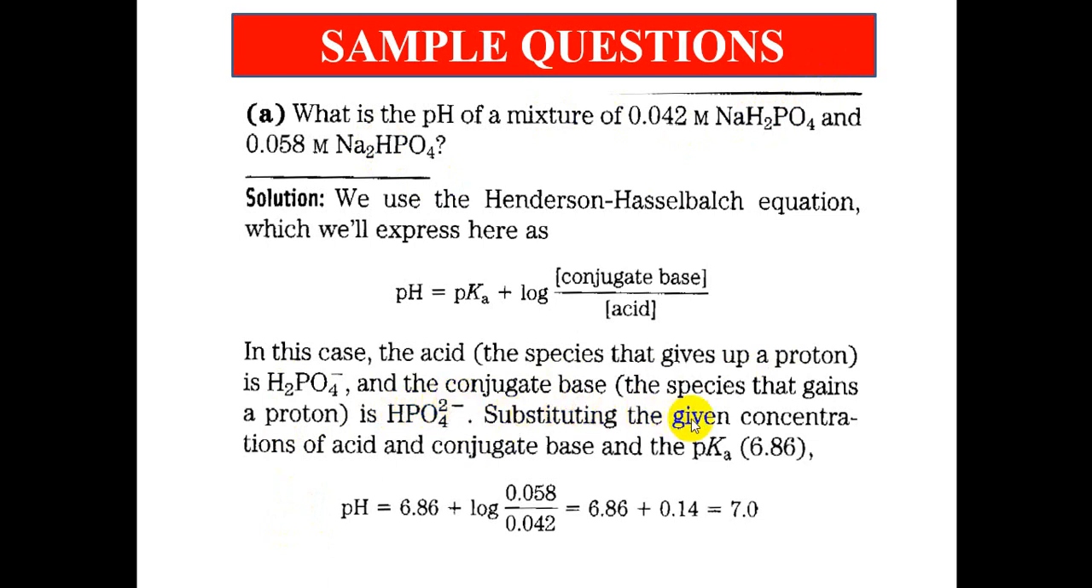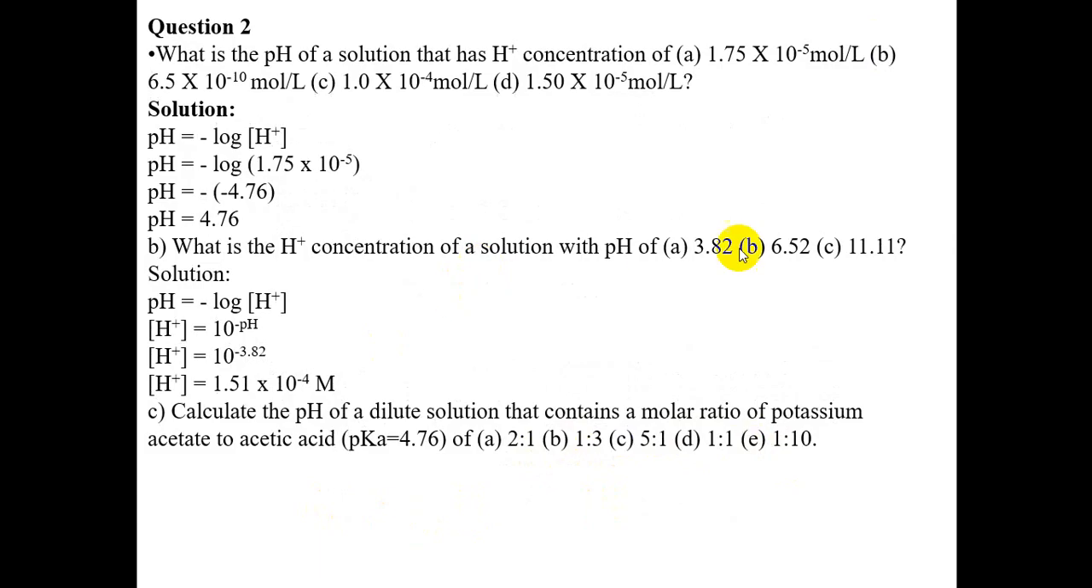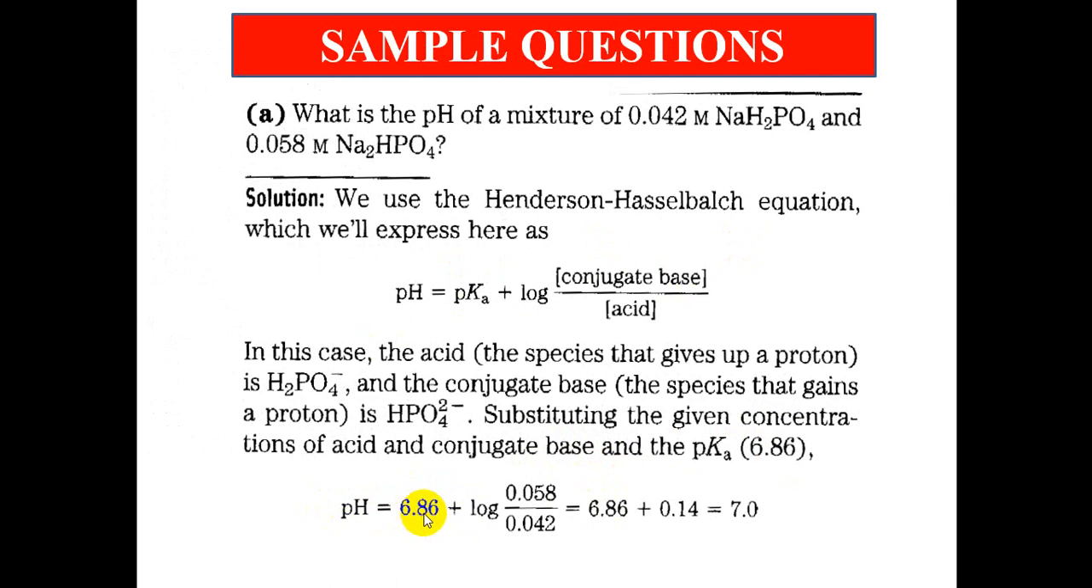By substitution, we get the concentration of acid and conjugate base and the pKa. The pKa is given as 6.86. So we have pH is equal to 6.86 plus log of the conjugate base over the conjugate acid, which is the one with more hydrogens, 0.042. By calculation, we get a neutral pH of 7.